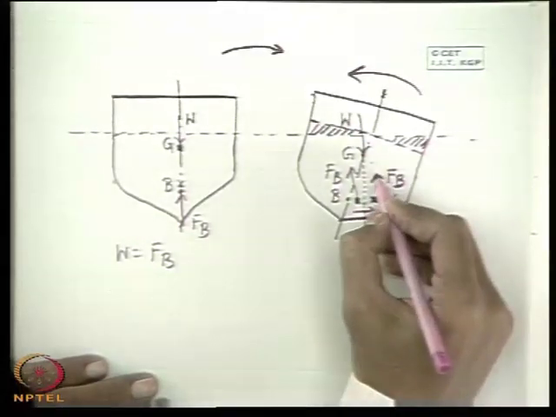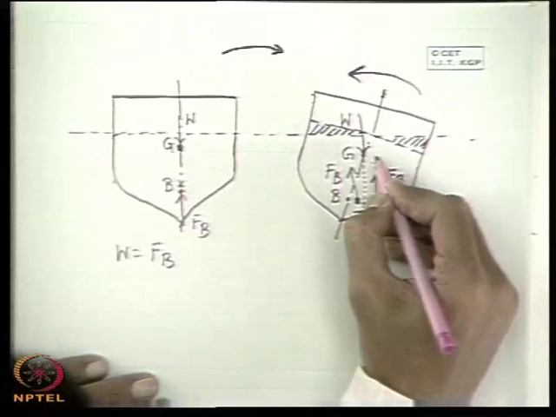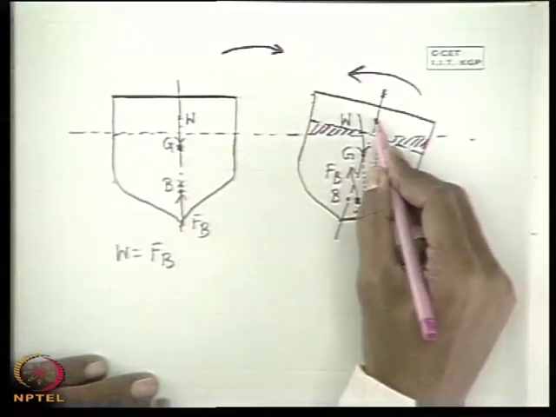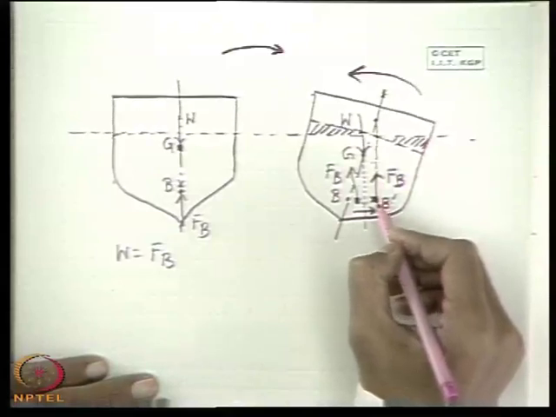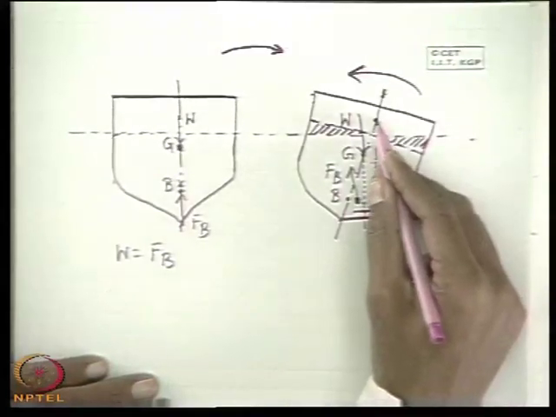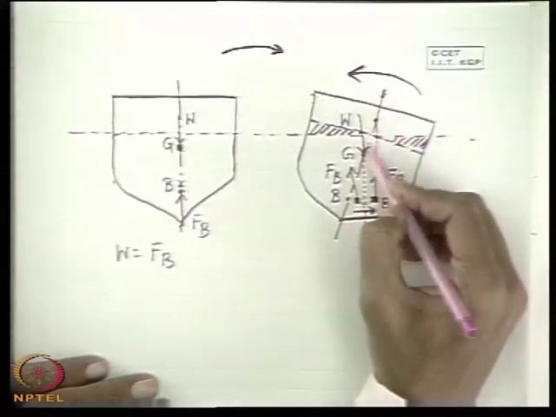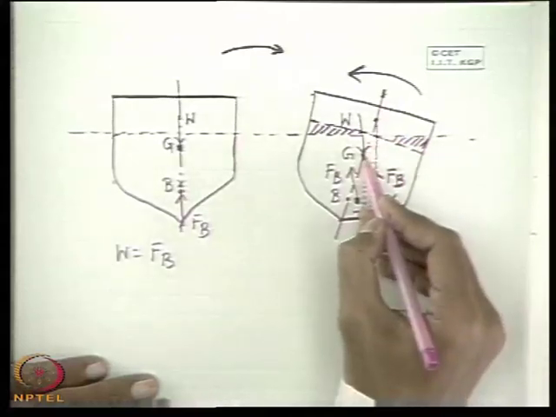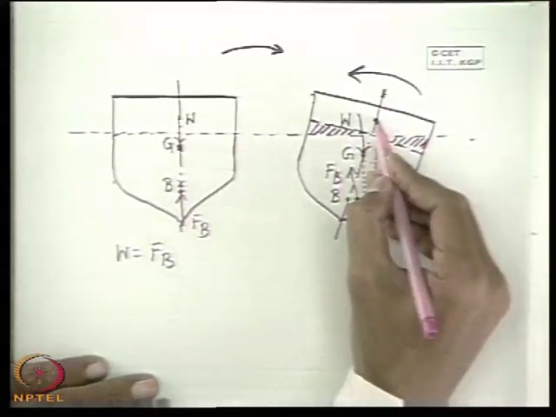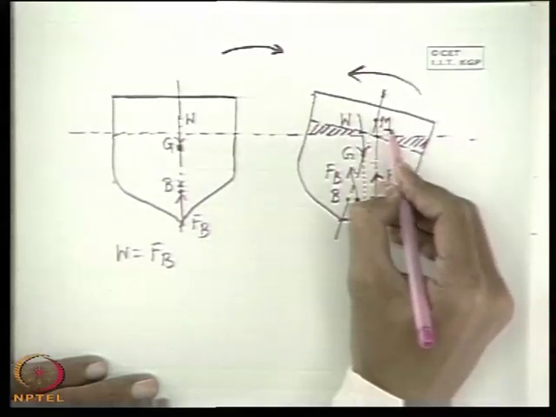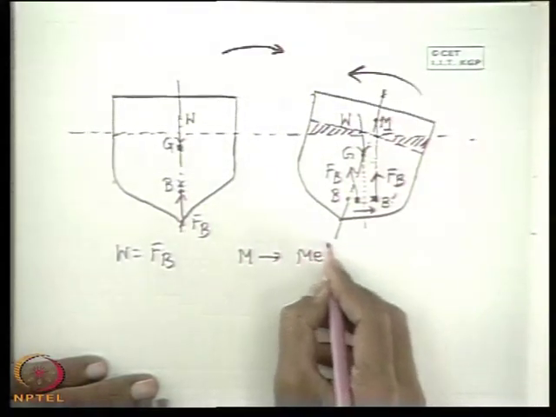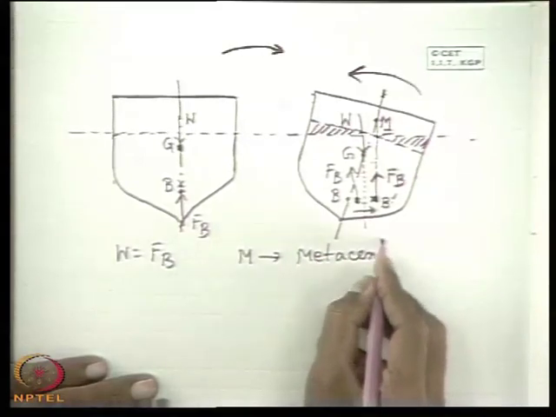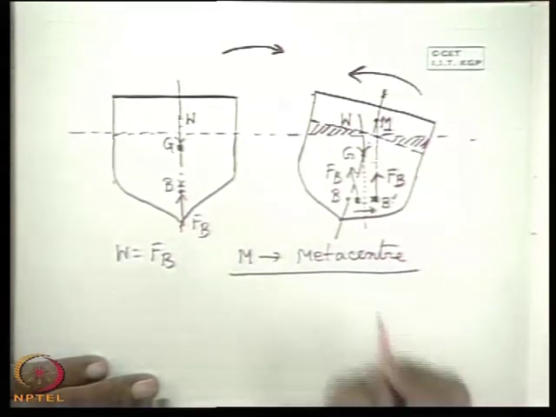This is better stated analytically. If we make a vertical projection from the new center of buoyancy, an extended vertical line, and let it intersect the old vertical line containing the center of gravity and the old center of buoyancy at a point M, this point M is known as the metacenter. This is a very important concept, the metacenter.